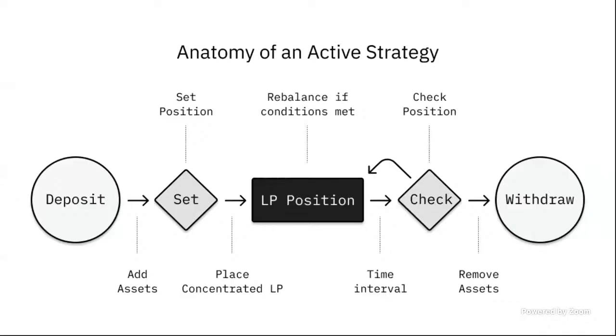Then this LP position is deployed and we make sure to check the position. This position is checked with some frequency depending on our endpoint parameters, but at least every 30 seconds. And there we choose whether or not to rebalance if certain conditions are met. It is a key step to effectively check your position because that makes sure that your risk is not too large or that you're not out of position. And then finally, people may choose to withdraw.